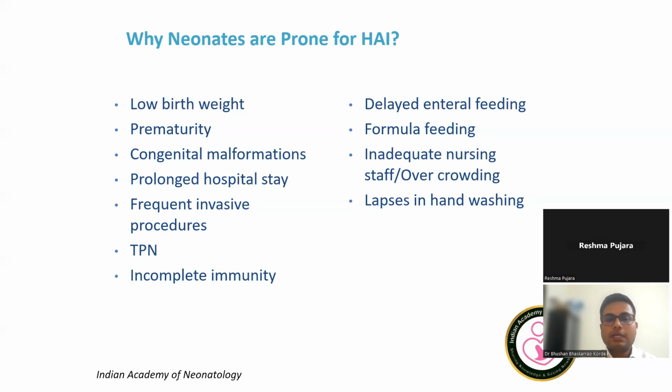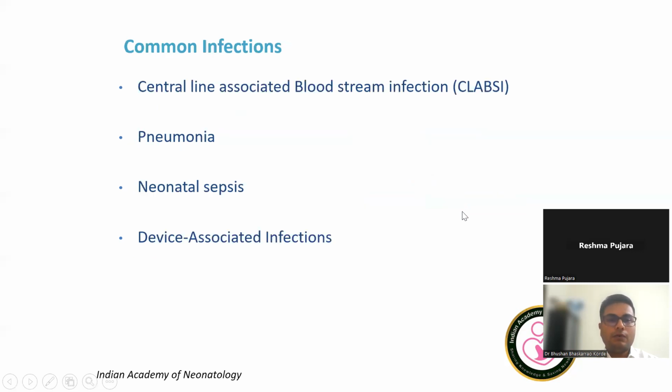If we start delayed enteral feeding in the newborn, that can also make the newborn prone to hospital-acquired infections. As you all know, formula feeding is a risk factor for infection. And if we have insufficient or inadequate staff, or overcrowding in the NICU, that will lead to hospital-acquired infections. One of the major reasons is hand washing. If we don't perform hand hygiene, that will lead to infections. So the most important factor is hand washing.